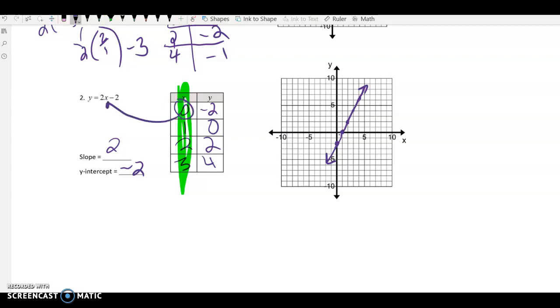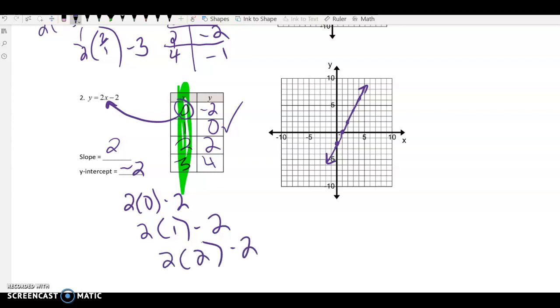I plug x in, 2 times 0 minus 2. Well, 2 times 0 is 0. 0 minus 2 is -2. If I plug this one in, 2 times 1 minus 2. Well, 2 times 1 is 2. 2 minus 2 is 0. If I plug 2 in, 2 times 2 minus 2. 2 times 2 is 4. 4 minus 2 is 2. These are all points that are on my graph.